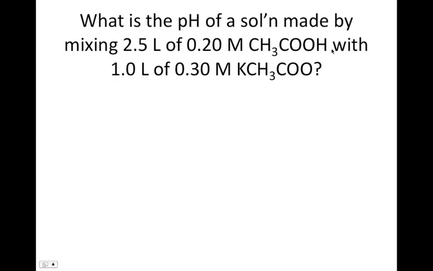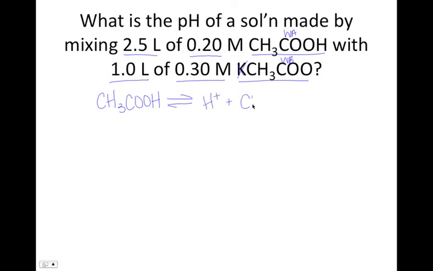Hey, look, it's acetic acid again. We've got 0.25 liters of 0.2 molar acetic acid with 1 liter 0.3 molar potassium acetate. So what do we have going on here? Well, we have a weak acid here. Potassium acetate is a weak base because the potassium is a neutral ion. So we have a weak acid and its conjugate base. We have a straight up buffer problem. So I'm going to go ahead and write out my reaction: acetic acid, and hydrogen ion plus the acetate ion.